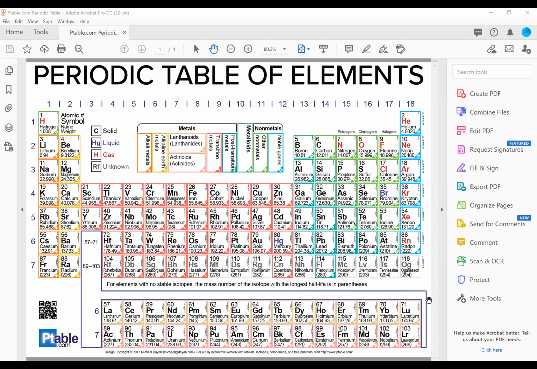Okay. So what I'm going to talk about are all the important points that you need to know from this periodic table. All right. First of all, if you look at the periodic table, what do you see? You see rows, right? Like horizontal rows. And the columns. Everybody agree?